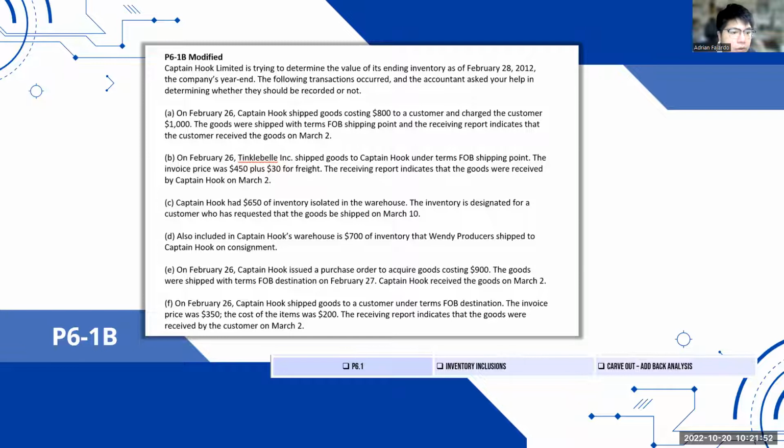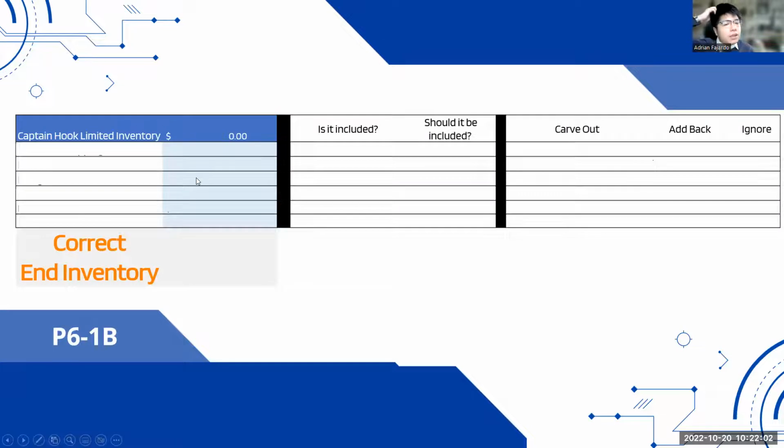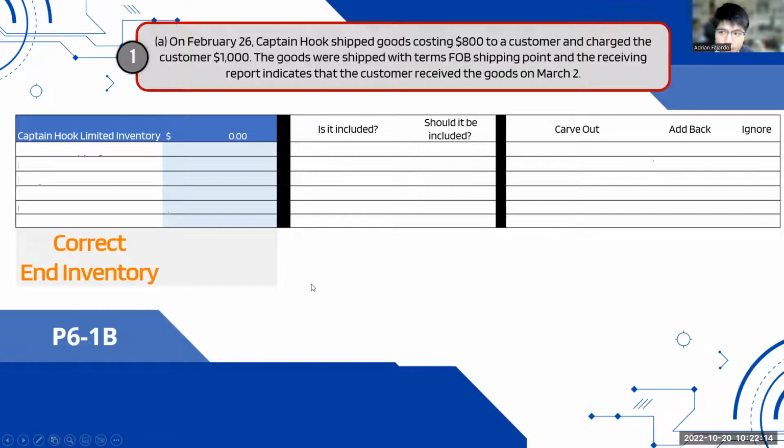Okay. So for this, basically we'll just apply the same framework that we'll be using for inventory inclusions, right? So we'll take it per line item. So basically, since wala namang binigay na ending inventory, I put it at 0. And then we'll analyze it per transaction. Okay. So number 1, basically we ship goods costing 800 to a customer, and it's an FOB shipping point. So my first question would be, is it included in the count or not?